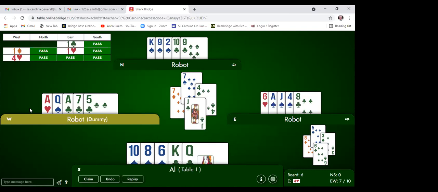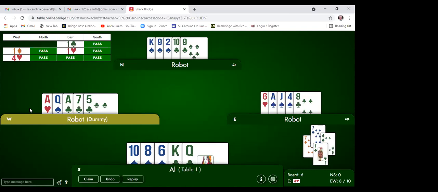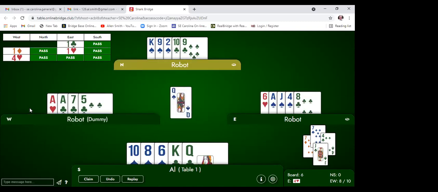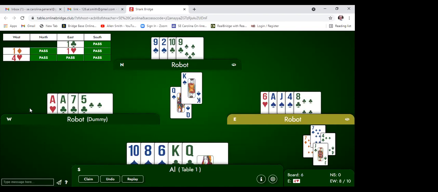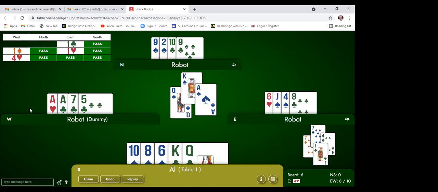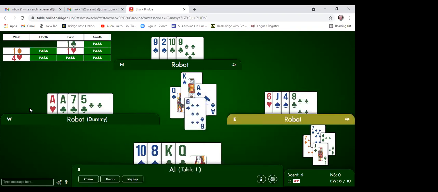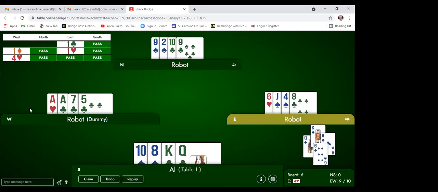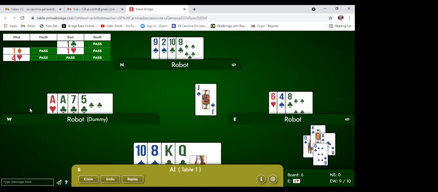Okay. And now this is the opportune time. He says, I'm going to lead the queen of spades. And my partner, being a good partner, hoping that I've got the jack, goes ahead and covers the queen with the king. He takes the ace. All right, and he says, now I can go ahead and lead the jack of spades. Jack of spades is good.